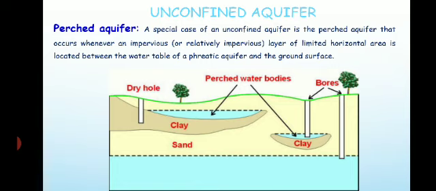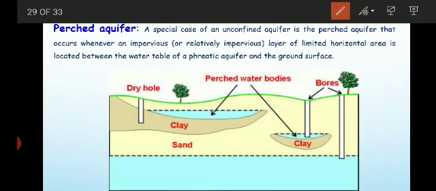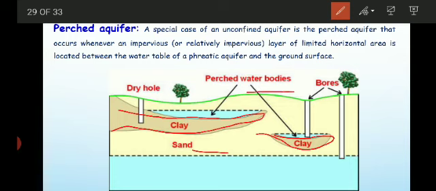So that occurs whenever an impervious or a relatively impervious layer of limited horizontal area is located between the water table and the ground surface. Whenever there is an impermeable layer of clay or any other material which is impermeable or impervious, and that occurs for a limited horizontal area, it covers a very small area, and it is located between what? The water table and the ground surface. So it occurs in between the water table and the ground surface, so that is called as the perched aquifer.